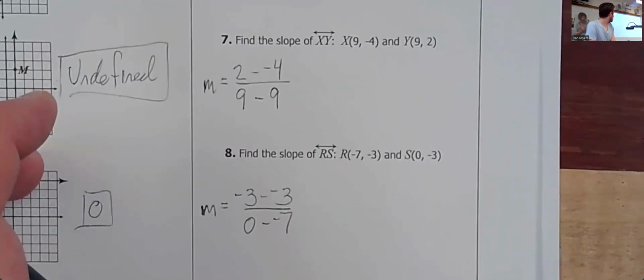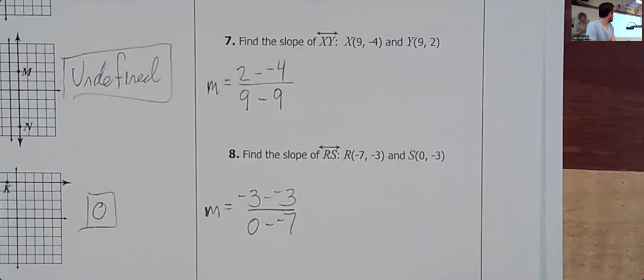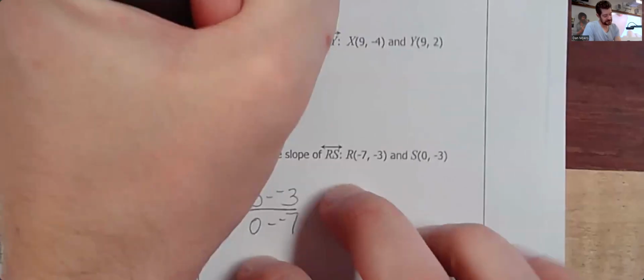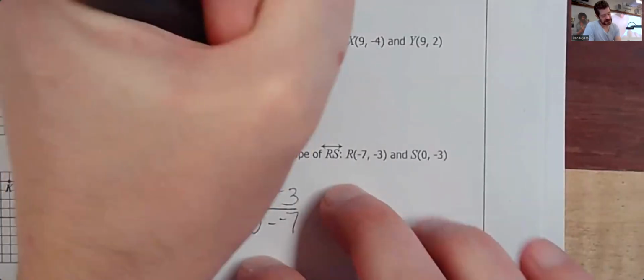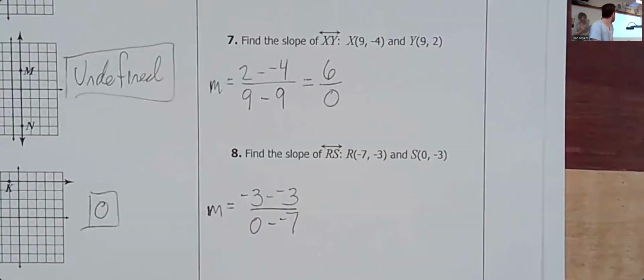All right, number 7. 2 minus -4 would be 2 plus 4, which is 6. And then 9 minus 9 is 0. Ooh, I heard 3 different answers. I heard 0, undefined, and 6.